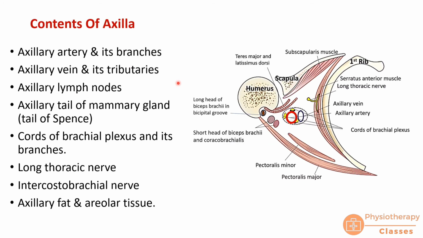Coming to contents, it is simple to remember. See here, axillary artery and its branches. So here are the contents. These are the contents, right? So axillary artery and its branches, axillary vein and its tributaries. Then we will have axillary lymph nodes, which are not shown here, but there are 5 groups of lymph nodes.